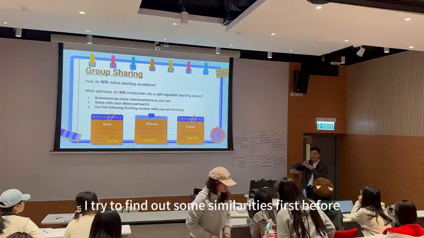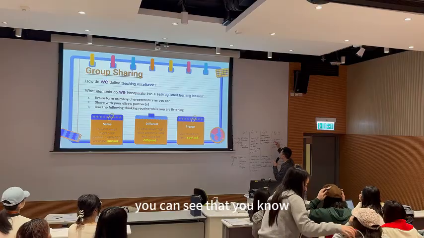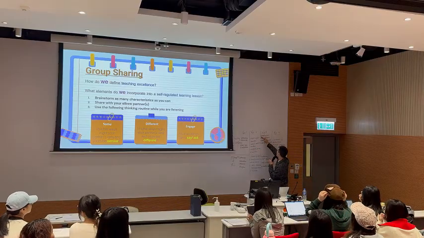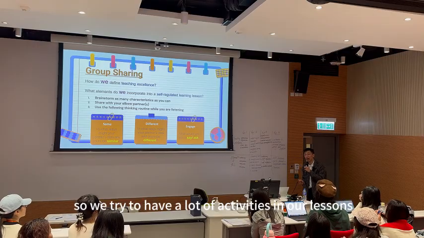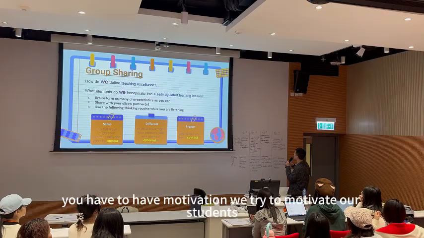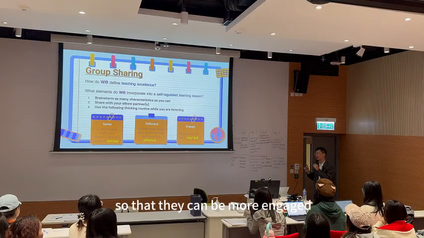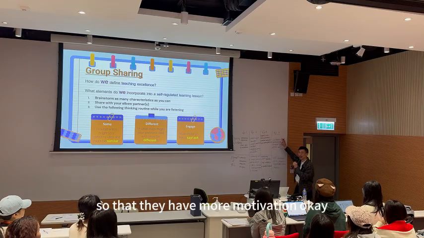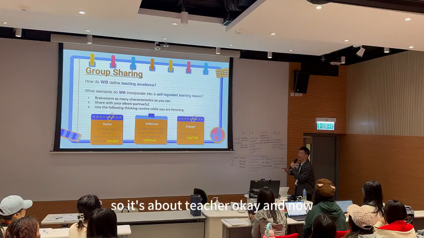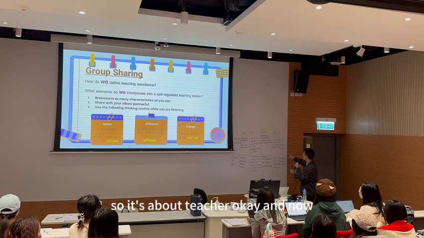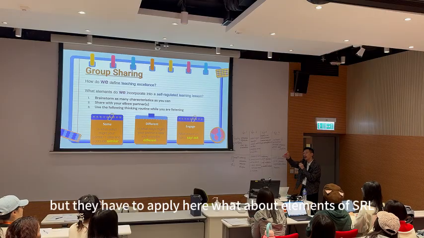Then I try to find out some similarities first before I show you what I found. From different perspectives, first of all, I can see a lot of things about engagement. We try to engage our students, right? So we try to have a lot of activities in our lessons. At the same time, you have to have motivation. We want to motivate our students so that they can be more engaged, or they can be more engaged so that they have more motivation, okay? And clear objectives and instructions. So it's about the teacher. Okay? And now they have some critical thinking and they can apply. Okay, so students not just learn, but they have to apply.